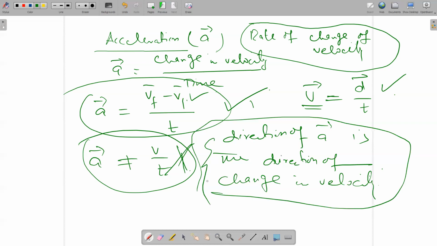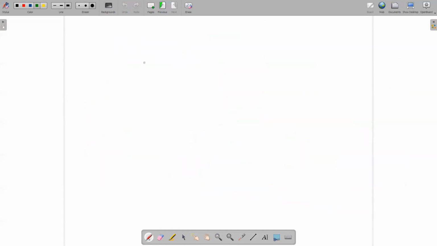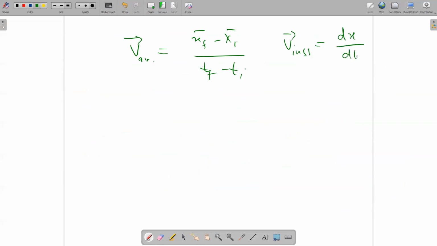You can understand this concept in a very good way. Okay. So acceleration, this one, is actually the average acceleration. The same as in velocity, you know that we have defined average velocity as xf minus xi over tf minus ti. Okay. And v instantaneous is what? V instantaneous is dx over dt, the derivative of the displacement.